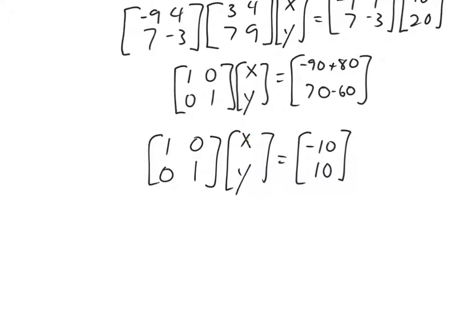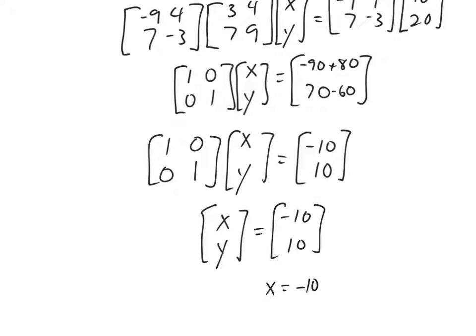So that's 1 times x plus 0 times y, which is just x. And then 0 times x plus 1 times y, which is just y. So if you notice, anything that is multiplied by the identity matrix is just going to be itself. And this equals negative 10, 10. If I solve this matrix, that just says that x equals negative 10 and y equals 10. So my answer is going to be negative 10, 10.